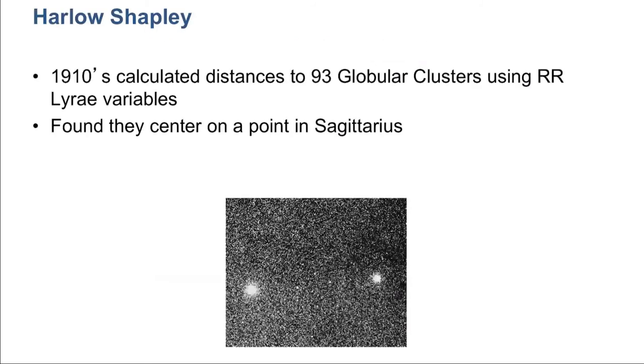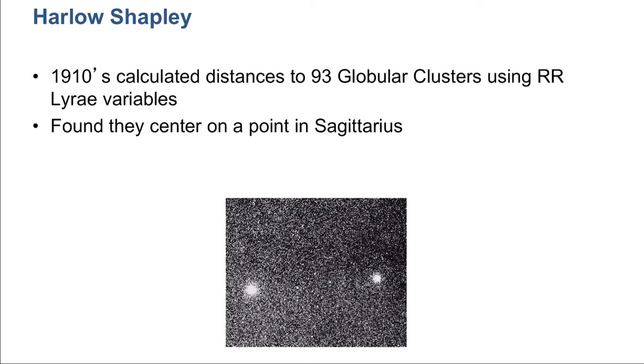Harlow Shapley in the 1910s was the first person to really get a handle on where we are in our own galaxy. And he did it by measuring the distances to globular clusters. We'll talk about ways of measuring distances to these nearby galaxies and globular clusters in a bit. He used variable stars. It was already known that there were more globular clusters in one direction than the other, but he could also measure the distance.